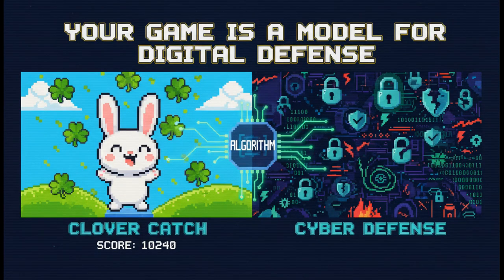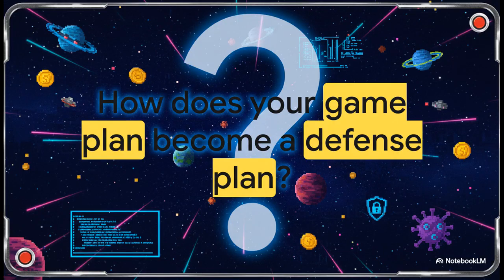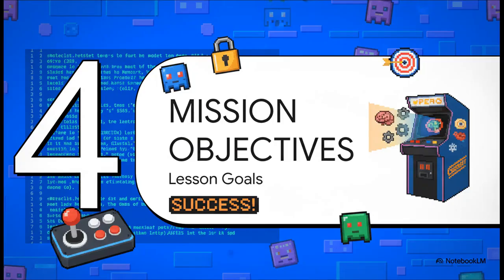So here is the really crucial takeaway. You're not just coding a game today. You are literally building a small-scale model of how digital defense works. The algorithm you write, that step-by-step plan, it's not just game rules. It's a defense plan. Which brings us to the big question I want you to keep in the back of your mind as you're working today. How does your game plan, that pseudocode you're about to write, actually become a defense plan? How does the logic of the game translate to the logic of protecting something online? Think about that.